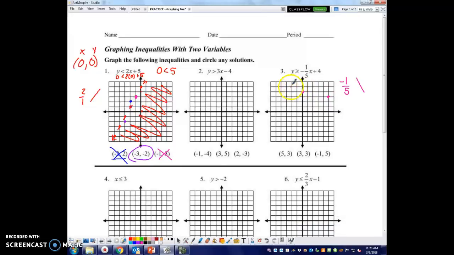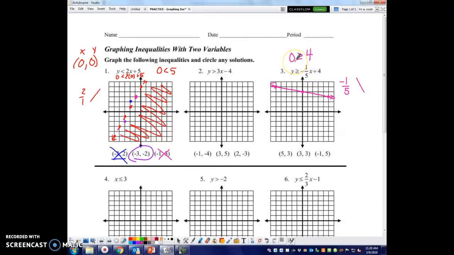Up 1, 1, 2, 3, 4, 5. Is this line going to be solid or dashed? Solid. Now we have to figure out which side to shade. So we're going to try our point 0, 0. So 0 is greater than or equal to 0 times negative 1/5, which is just going to be 0, so we can just write our 4.